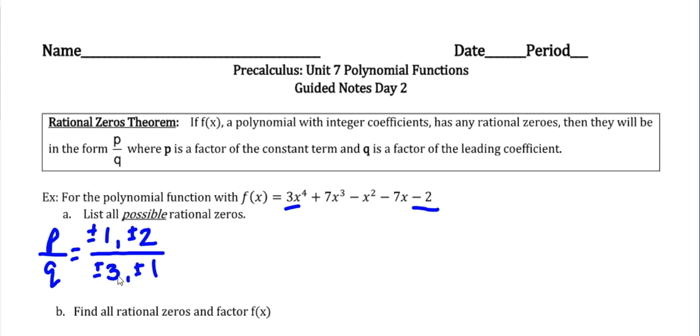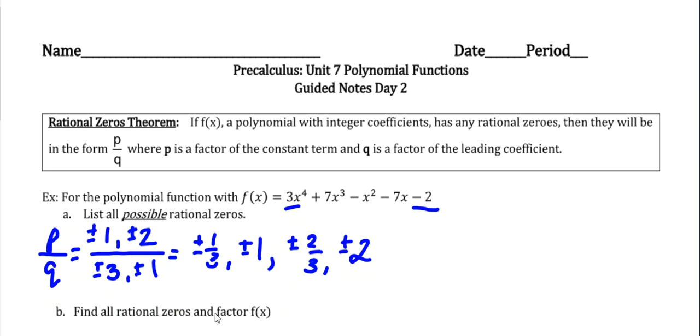Now we need to combine these in every possible way. Every fraction will have a plus or minus on it. I'm going to have 1 over 3 and 1 over 1, and then I'll have 2 over 3 and 2 over 1. So these are all the possible rational zeros of my polynomial function, and there are 8 possibilities.